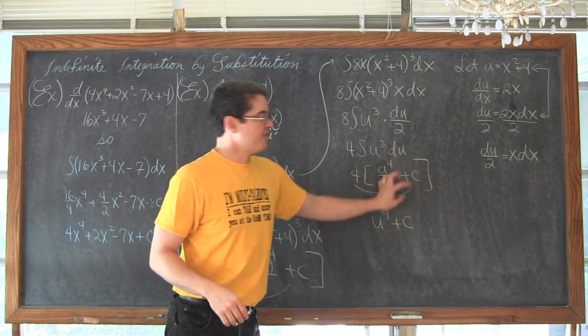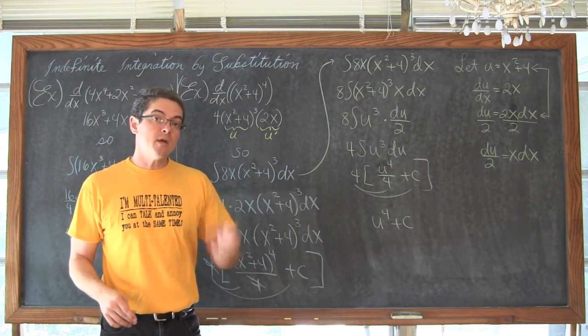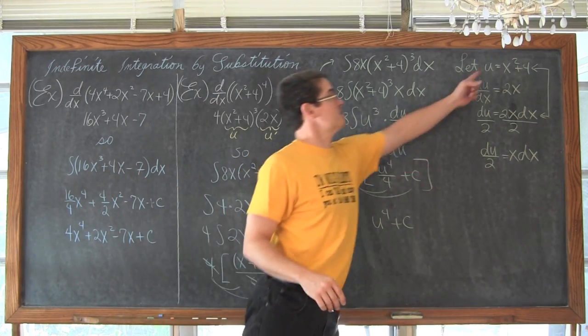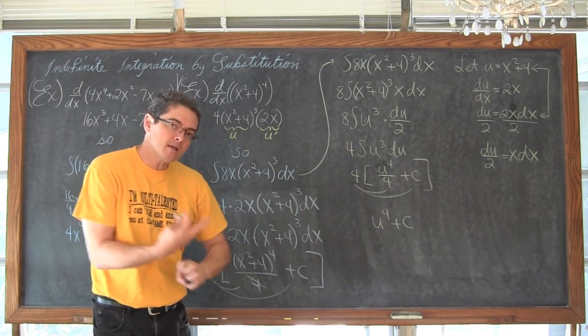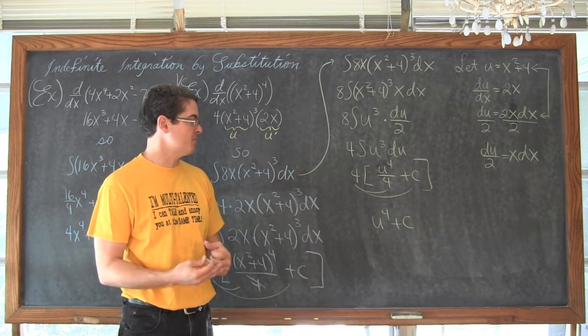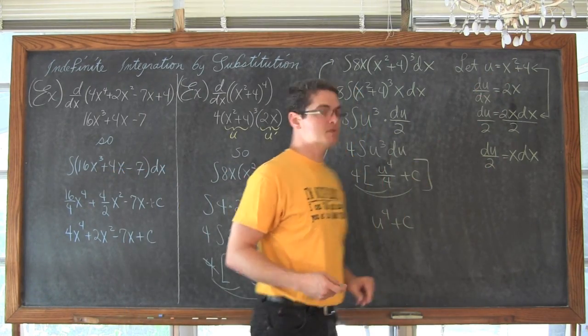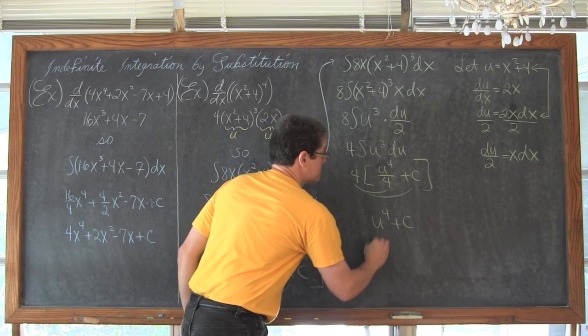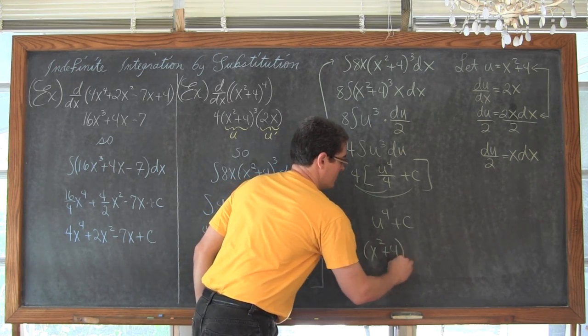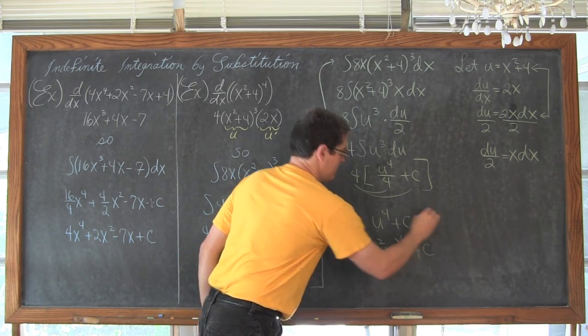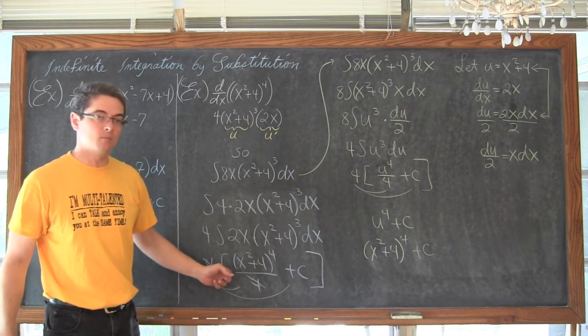And now that I've done my simplification process with the u still in there, because u is simpler than x squared plus 4, once I get done with all my algebraic simplification, then you go back to what u is equal to and plug it in. So we have x squared plus 4 raised to the 4th power plus c. Hey, that's the same answer we got over here.